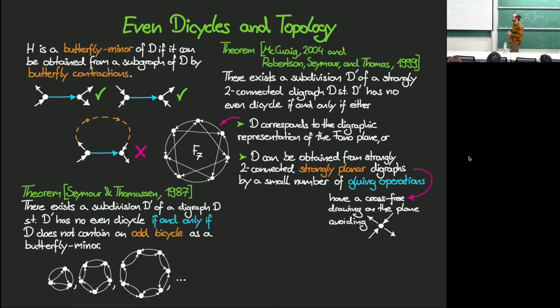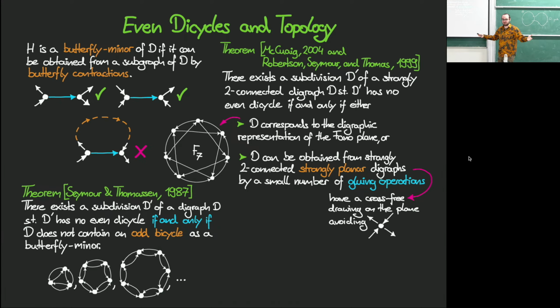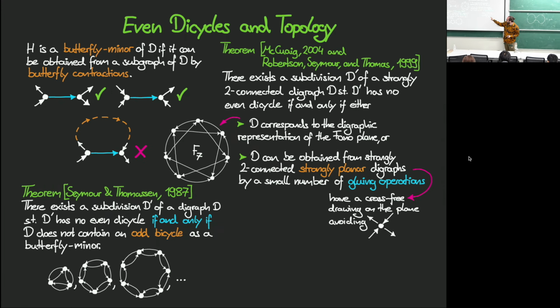This is how this guy arises. Or you take strongly two-connected, strongly planar digraphs and glue them together under certain types of operations. I'm not defining them here, they're complicated, but it's essentially take strongly planar things, glue them together. Where strongly planar means you can draw them in the plane without crossings, such that no vertex has such a thing. So you cannot have a vertex where you have an outgoing, an incoming, an outgoing, and an incoming edge in cyclic order around like this.